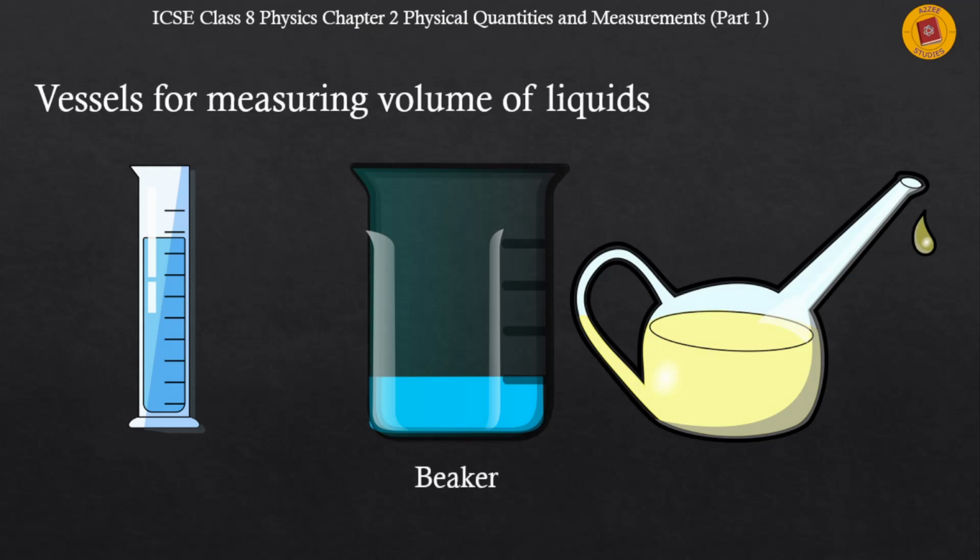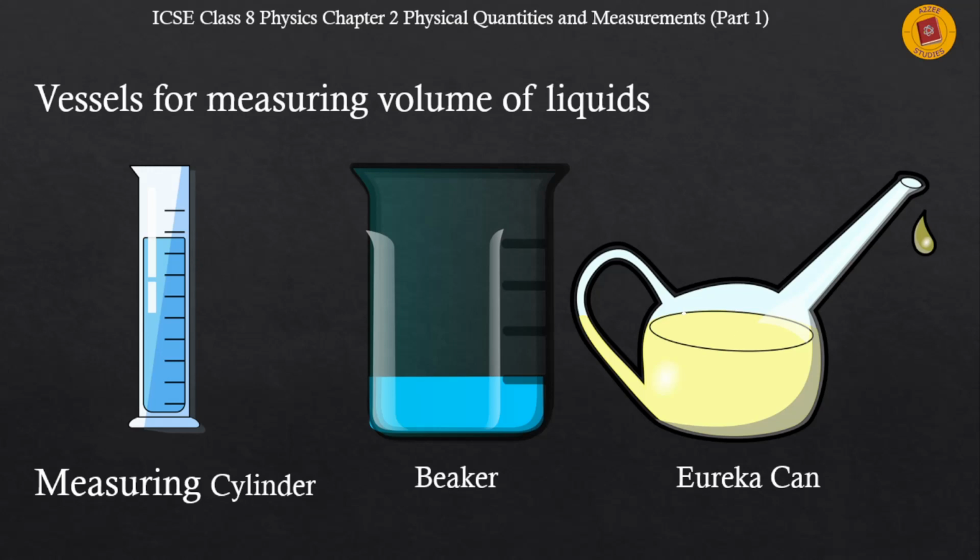The vessels for measuring volume of liquids. We see here generally 3 things. Measuring cylinder. Measuring cylinder is generally slim, its diameter is less but the height is more. Here is a beaker. In both the cases there are calibrations. In a beaker there may or may not be calibrations. In a measuring cylinder there are calibrations.